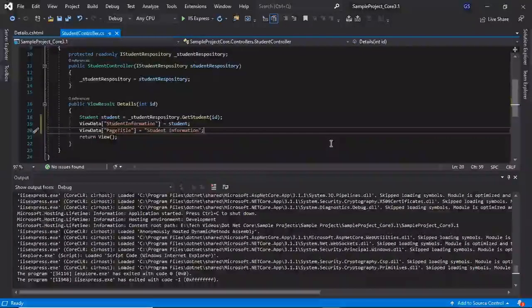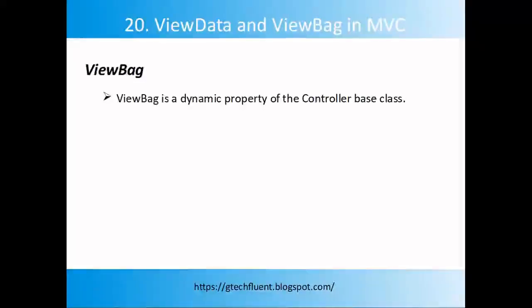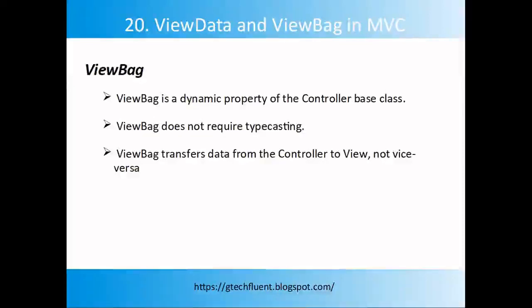So now let's see what is meant by ViewBag. ViewBag is a dynamic property of the controller base class, and this dynamic type was introduced in C# 4.0, and it is very similar to the var keyword. That means we can store any type of value in this type, and the type is decided at runtime rather than compile time. So ViewBag does not require typecasting, and it will throw an error at runtime if you have fetched the wrong value. ViewBag is also used to transfer data from controller to view, not vice versa. And ViewBag is also available for the current request.